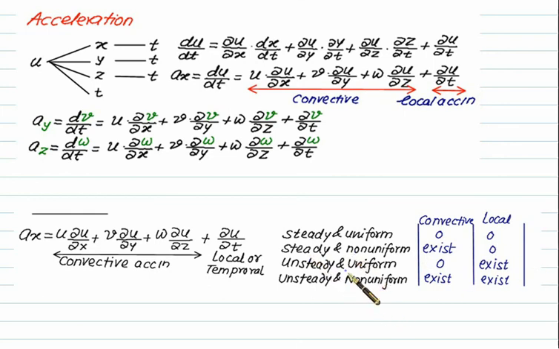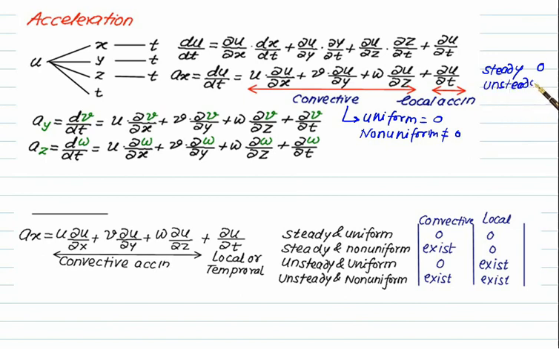When we have steady and non-uniform flow, one of these derivatives will exist because it is non-uniform, and since it is steady, the local term will be equal to 0. For unsteady flow, this value will exist, and for uniform flow, this value will become 0. So whenever we say uniform, convective will be equal to 0. For non-uniform, the convective is not equal to 0. And when we say steady, the local will be equal to 0, and when we say unsteady, the local is not equal to 0. This is how the terms are defined.